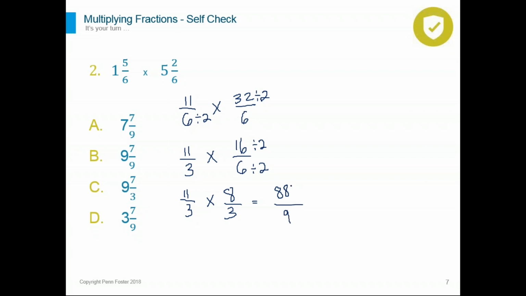This is an improper fraction. I need to switch it back to the mixed number form. How many times does 9 go into 88? I know that 9 times 9 is 81, so it is 9 times. I'm going to keep the original denominator the same, and then I'm going to figure out the remainder. 9 times 9 is 81. 88 minus 81 will give you a 7. So the product for this problem is 9 and 7/9. So B is the right answer.